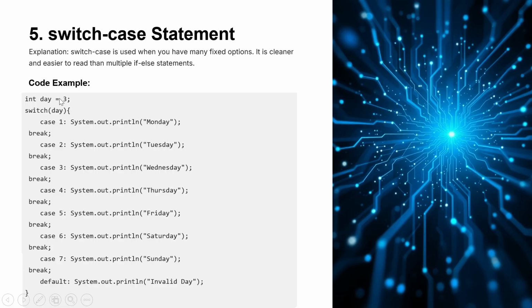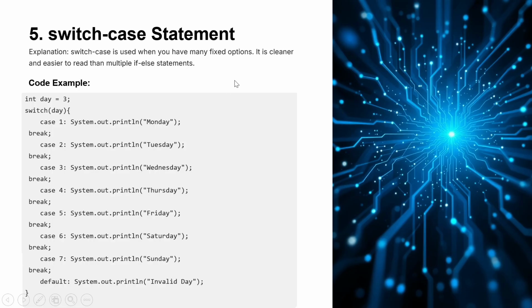And suppose the user inputs the value as 30. We do not have any such case, because here the cases are from 1 to 7 only. So no case matches the input value, so nothing will be executed, and it will go to the default. This one will be executed when no value meets the input variable. So in this way the switch case works, and we use it when we have many fixed options.